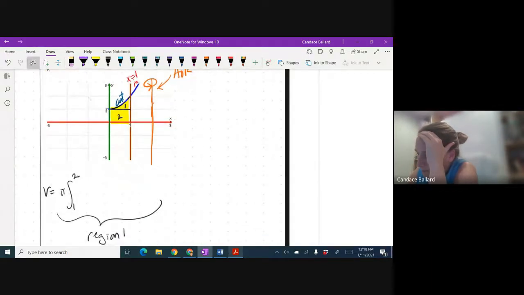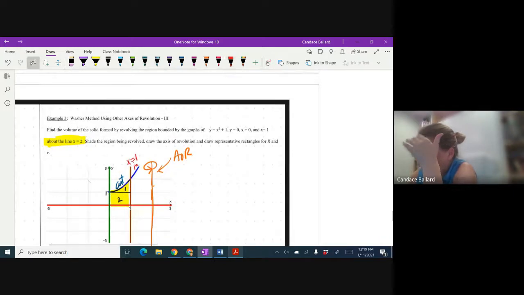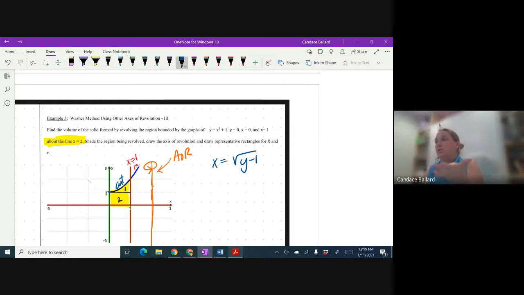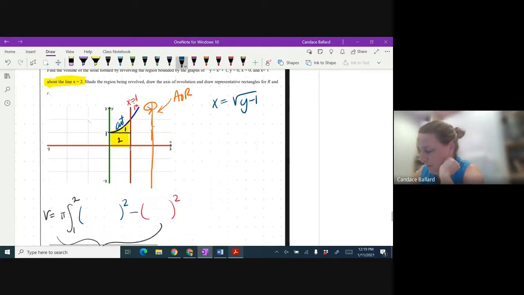Okay, so the blue minus the red, right? The outer minus the inner. My outer is still this function that we picked up here, the x equals square root of y minus 1. I have to use the x equals version because we're doing a vertical rotation. It has to be in terms of y.